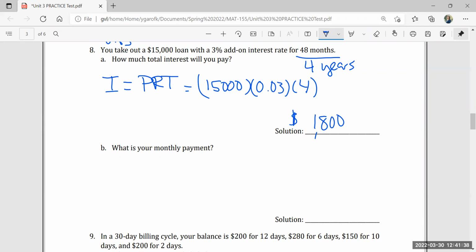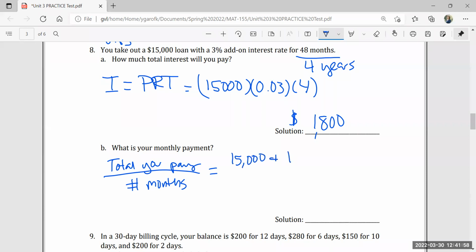Now your monthly payment is going to be the total you pay divided by your number of months. Well, the total that you pay is going to be your original 15,000 plus your interest, 1,800, over those 48 months, which is going to give us $350.